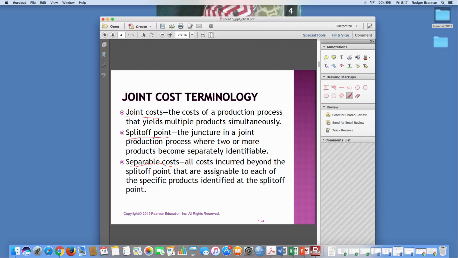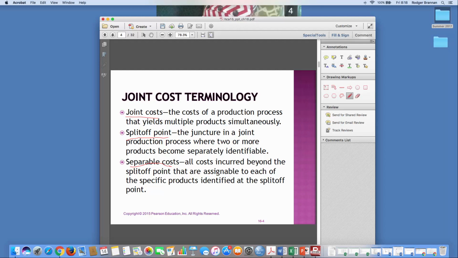Joint costs are anything that happens up to the split-off point. Generally, those would be all of your production cost, that is, direct materials, direct labor, and manufacturing overhead. The big question with joint cost is how much of those joint costs go into each of the products that are produced. The split-off point is the point at which these products all arise, more or less simultaneously.